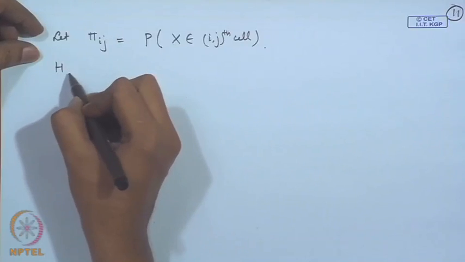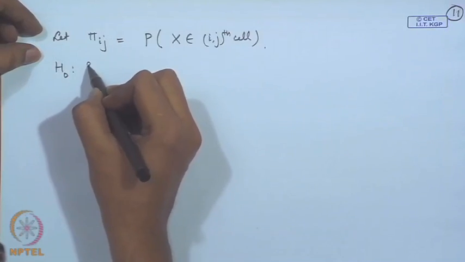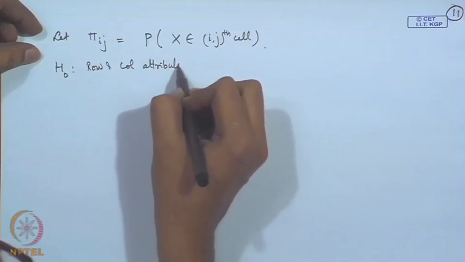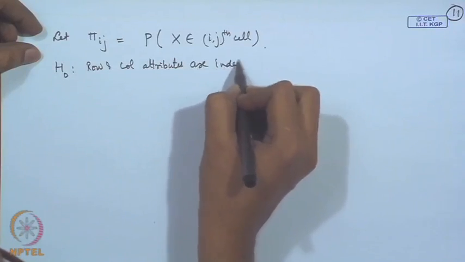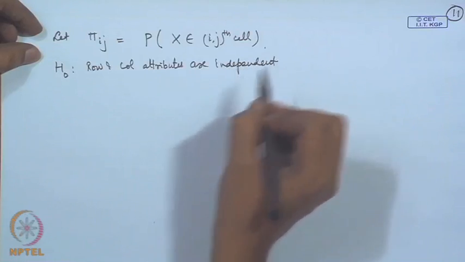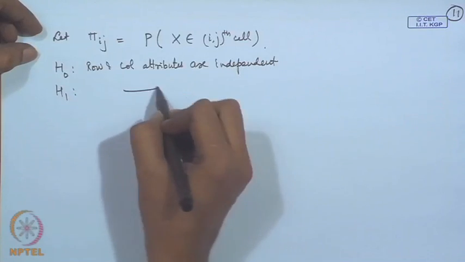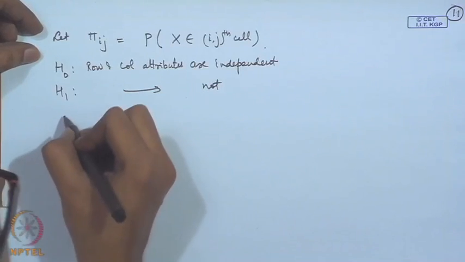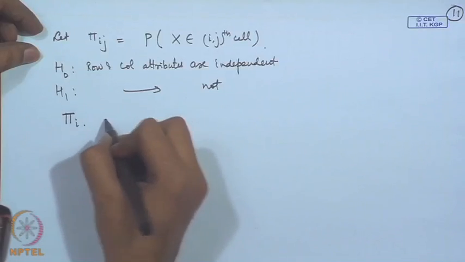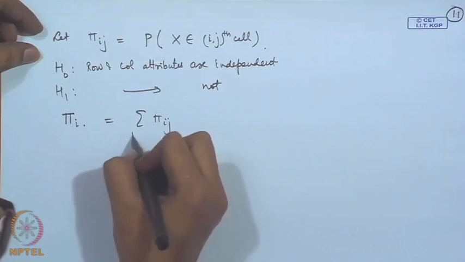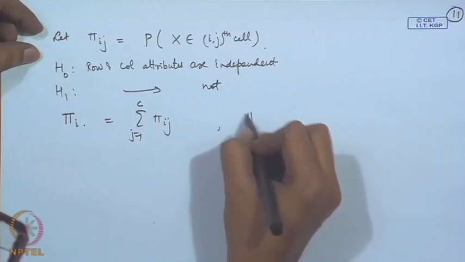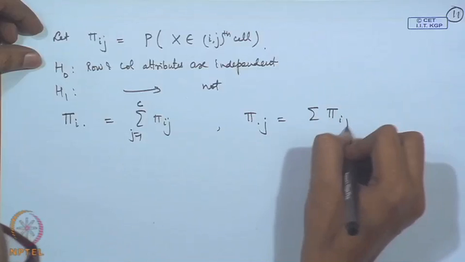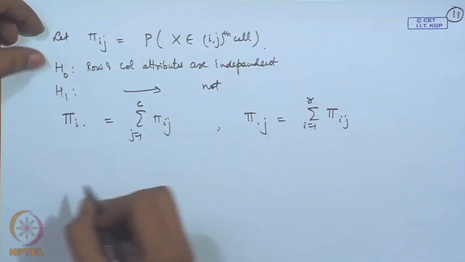Our null hypothesis is that row and column attributes are independent, and our alternative hypothesis is that they are not independent. Okay. So, we write down the totals here: pi I dot is equal to sigma pi I j, j equal to 1 to c, and pi dot j is equal to sigma pi I j over I equal to 1 to r.